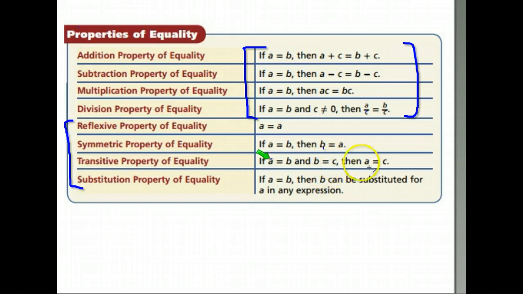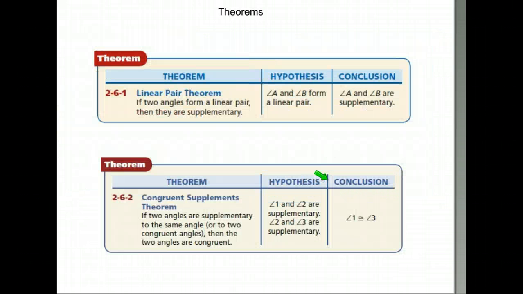Transitive is when we put two pieces together. So A is equal to B and B is equal to C. Well, doesn't that mean that then A would equal C? That's transitive, when you have kind of three sections you put together. And substitution: if A is B, then we can use B to substitute for A in any expression. You will want to have these properties handy.